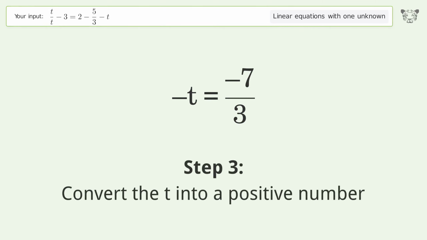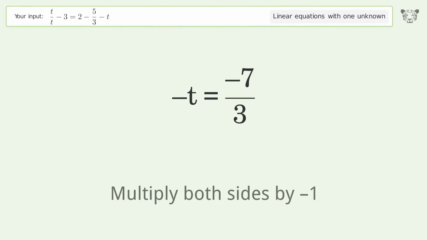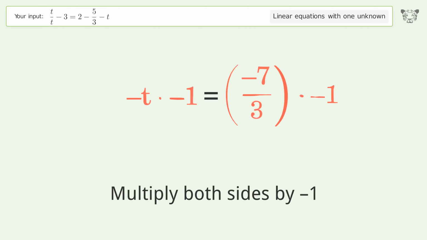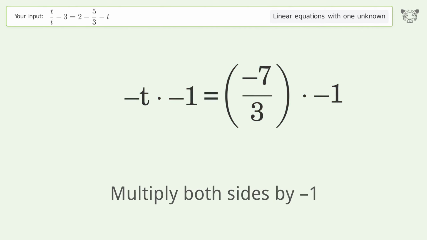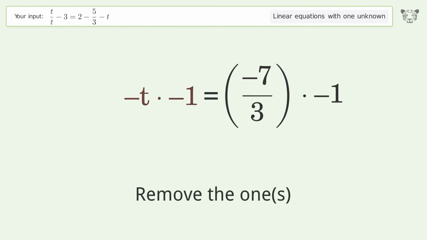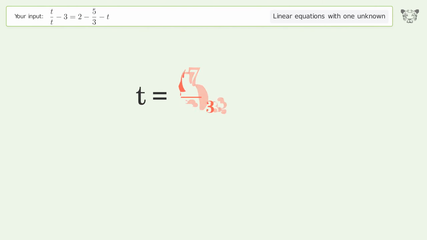Convert the t into a positive number. Multiply both sides by -1. Remove the ones. And so the final result is t equals 7/3.